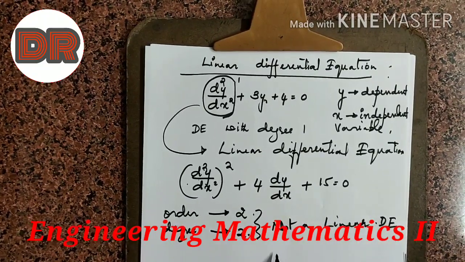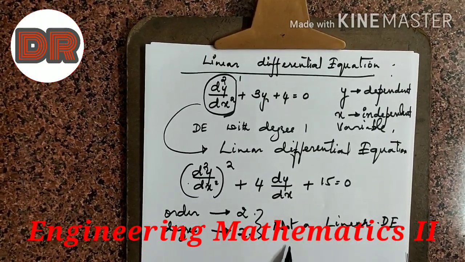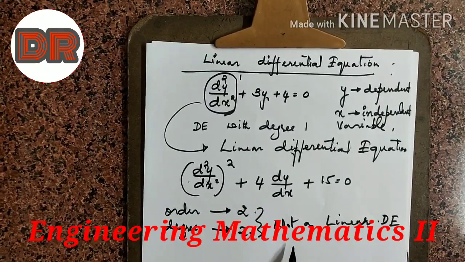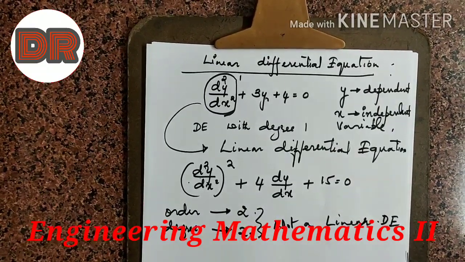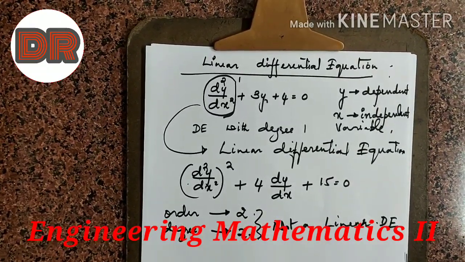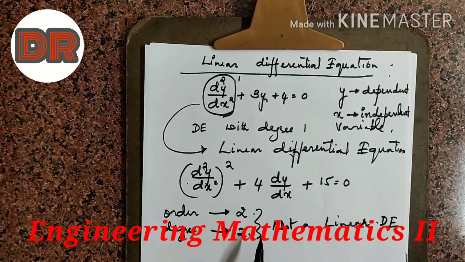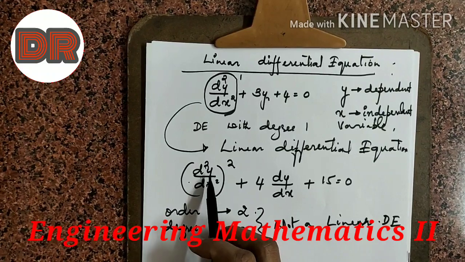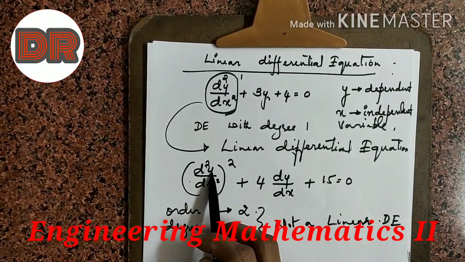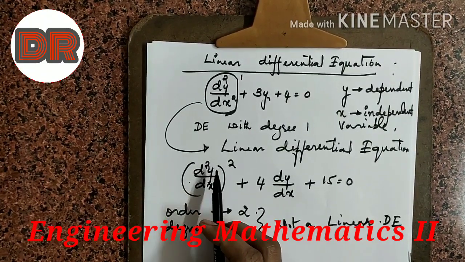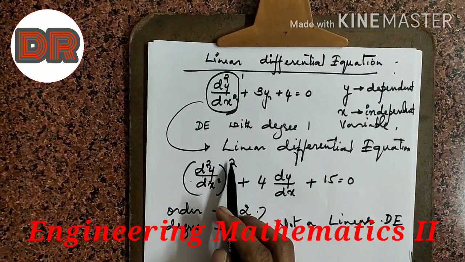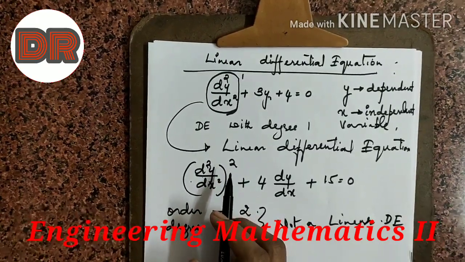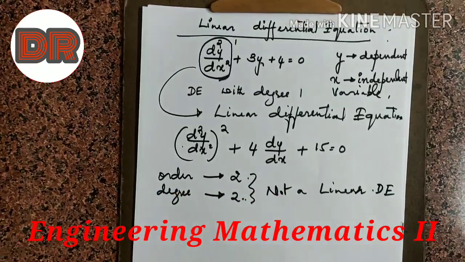Why is this not a linear differential equation? Because in the definition itself it is clear: a differential equation is said to be linear if the dependent variable and its derivatives are of first degree. But in this equation, the derivative is of second order and it has degree 2, so it is not 1. So it is not a linear differential equation.